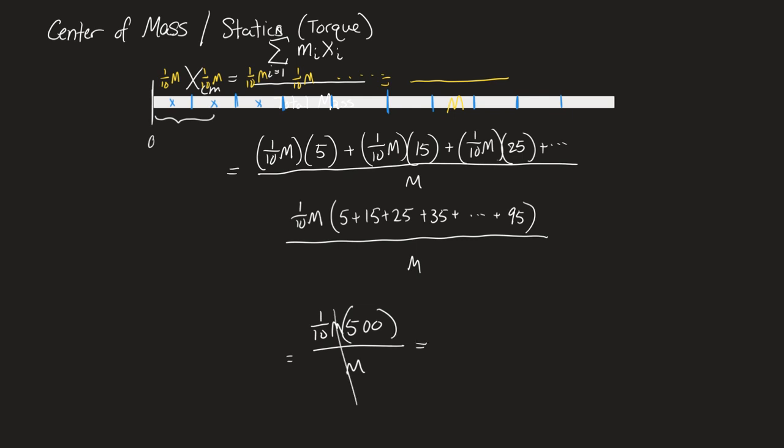M's cancel because this has got to be a location. 1/10 of 500 is 50. Of course it is. The center of mass of a meter stick is at its middle, 50 centimeters. We knew the answer before we started. My goal had just been to show you how to get there.